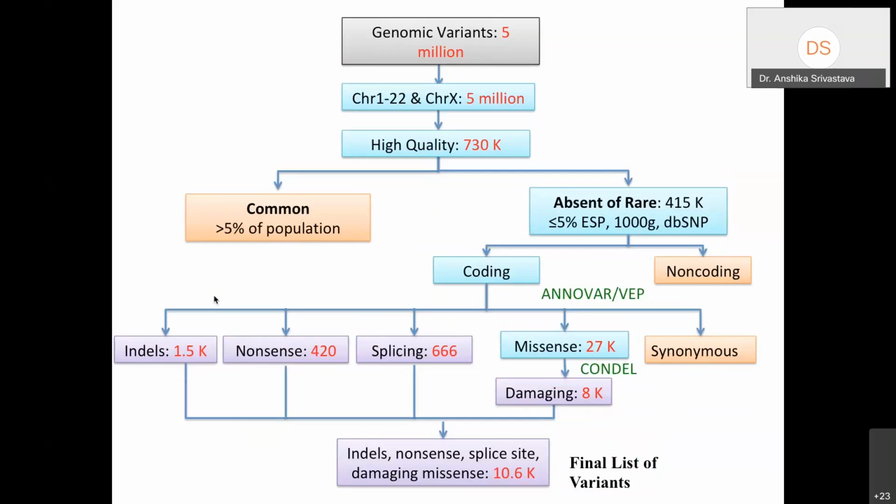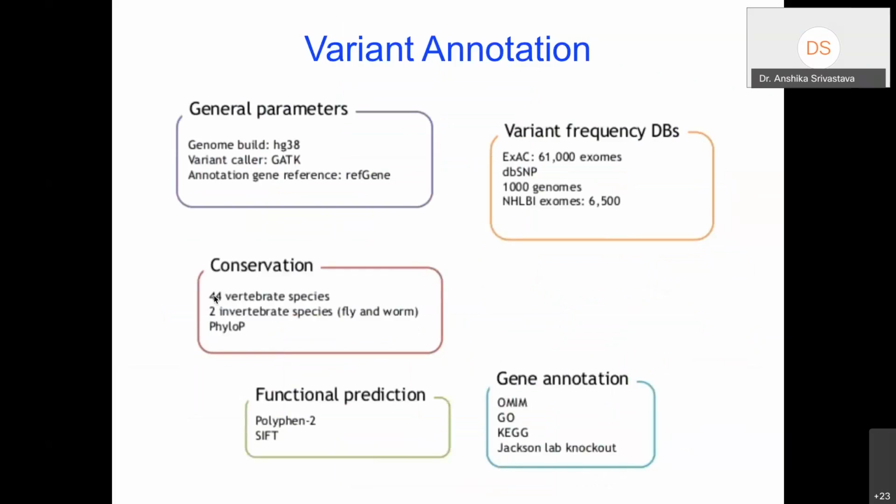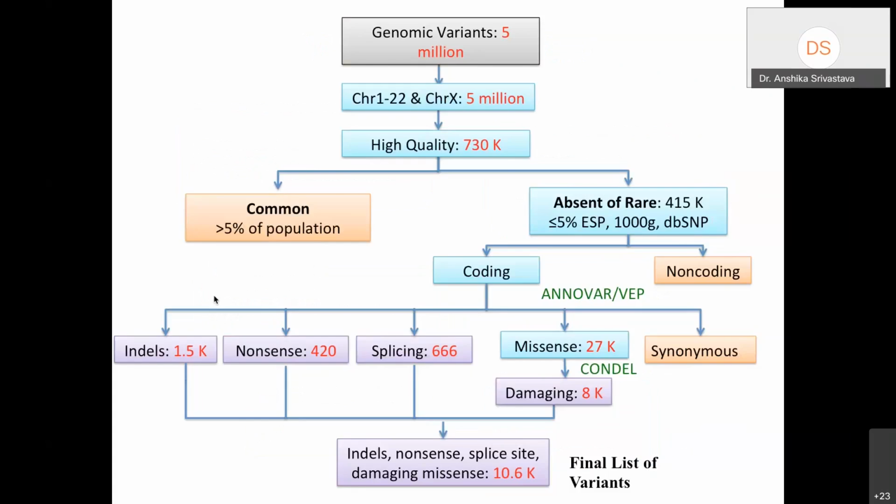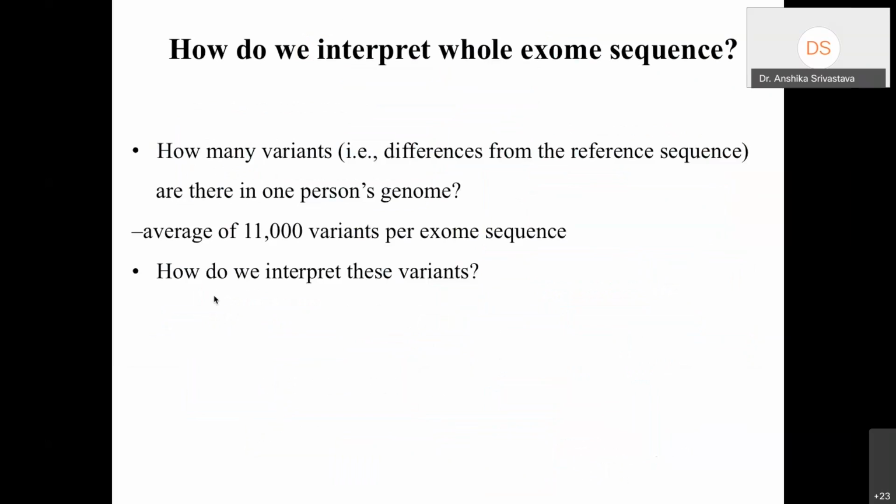So missense could be damaging, and then you will make the final list of variants with the indels, nonsense, splice site, and damaging missense. From here, you will look for conservation, function prediction, and gene annotation, and then you will be compressed through an Excel sheet which contains only around 5 to 10 variants, and in most cases 20 variants.